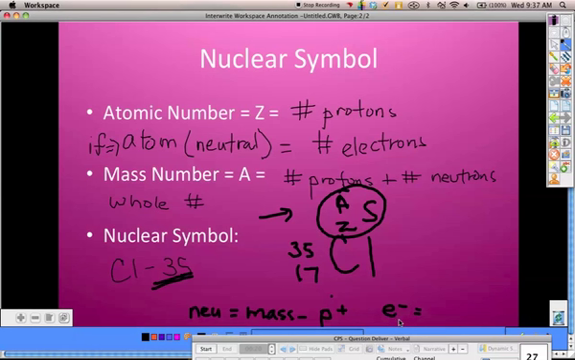Oh, wait, you said it's not an ion? Yep, it's not an ion, it's just an atom. So how many electrons does this chlorine have? 17, yes. Protons equal electrons, so 17. Good.